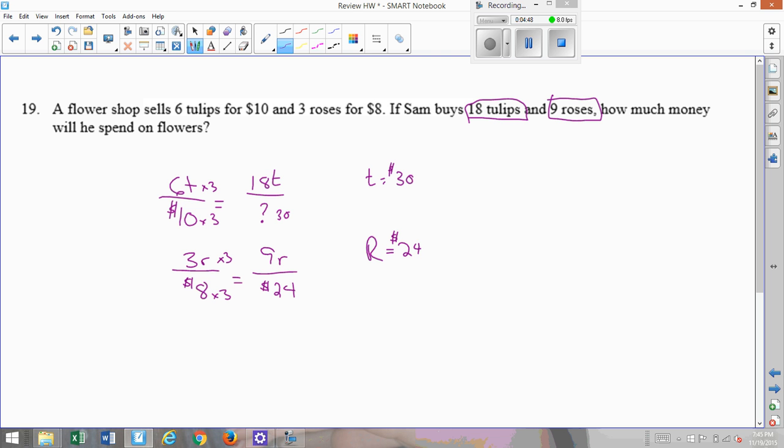We would then have to total these up, and 30 plus 24 is going to be $54. And that will be our answer.